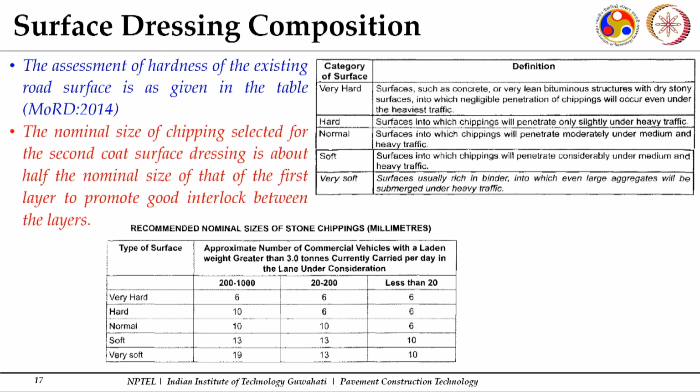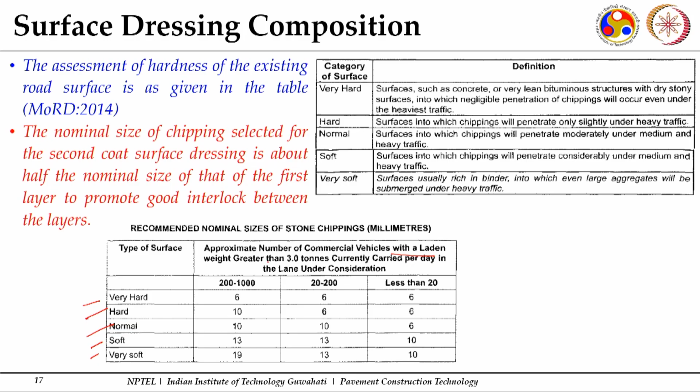It says that surfaces may be very hard, such as an existing bituminous surface, a normal surface, or a soft surface, because these chips can get penetrated into the existing surface. It also depends on how much traffic is coming. It says approximate number of commercial vehicles with a laden weight greater than 3 tons currently carried per day in the lane under consideration. The ranges are given: 200 to 1000, 20 to 200, less than 20. So you can see for very hard surfaces you can go with a smaller NMS. For very soft surfaces you need to go for higher NMS sizes.